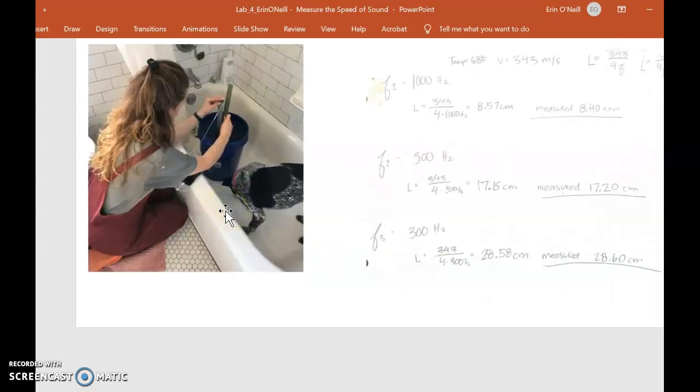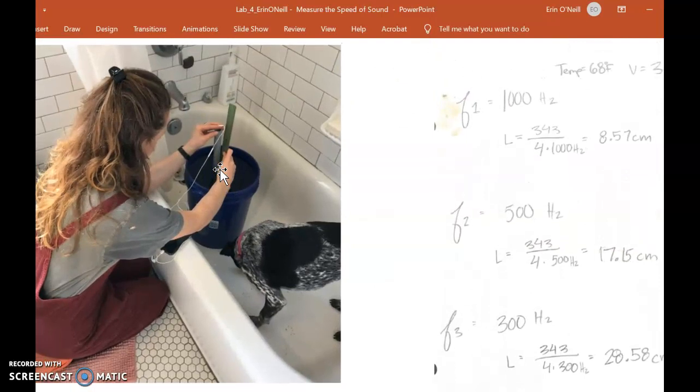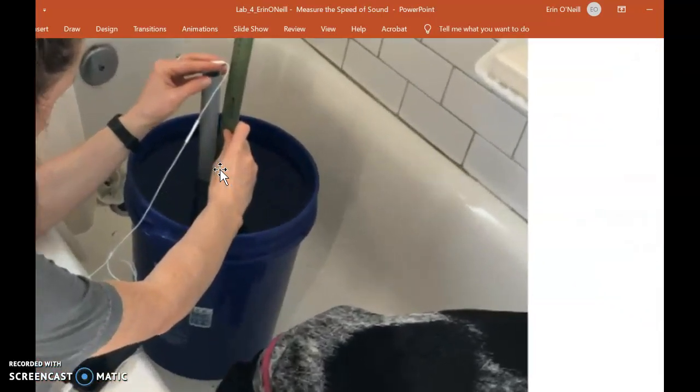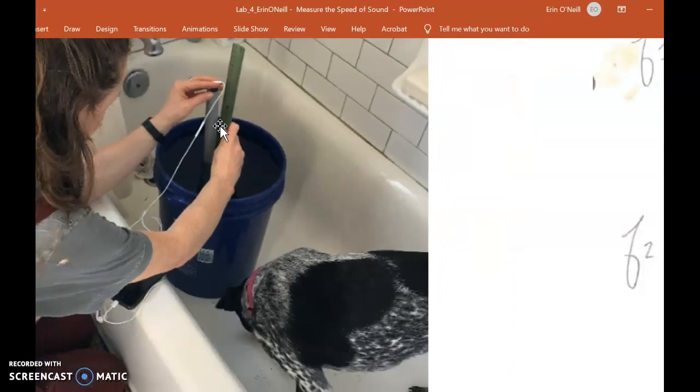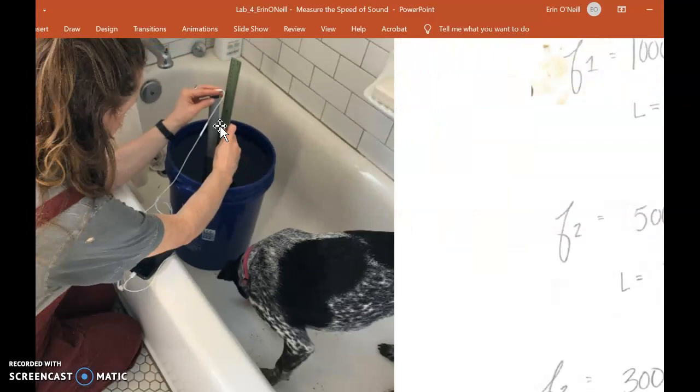And you can kind of see here that I got a PVC pipe off the side of the street, and I cut it so that it would fit into this bucket, which I filled with water, and was measuring using a ruler how deep, or I guess how much was exposed to air that was not submerged, while I played the tone through this headphone, which was directed into the pipe. I listened carefully for the resonant frequencies, which was when it had the loudest tone noise.